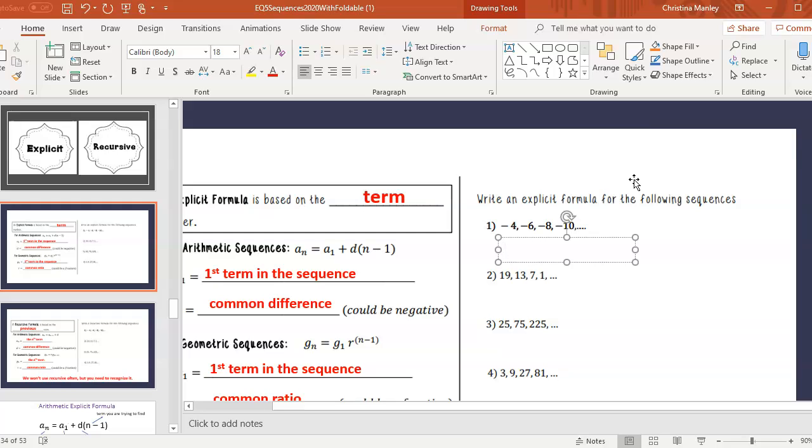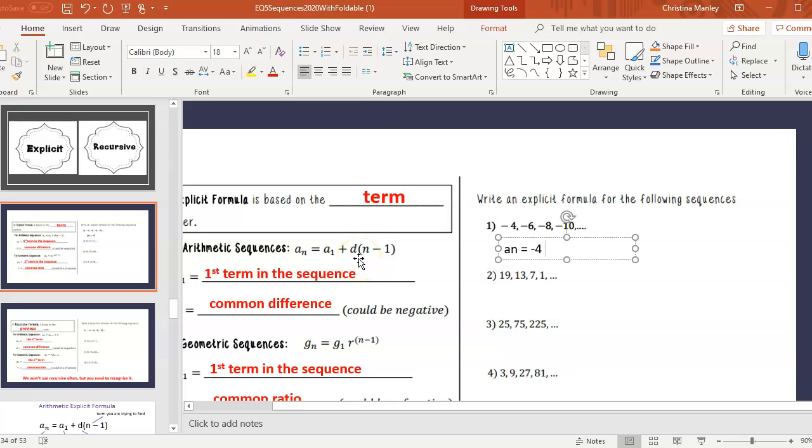So the formula we would write for this, we're going to use the arithmetic sequence formula over here, the explicit formula for arithmetic sequences. So A sub n, right now it's not a sub, but I'll make it one. A sub n equals, all right, A sub 1 stands for the first term in the sequence. So my first term is -4, all right? Then the next thing is plus D.